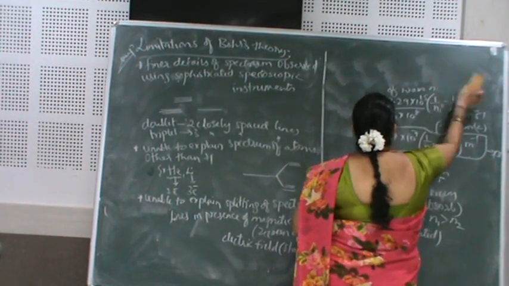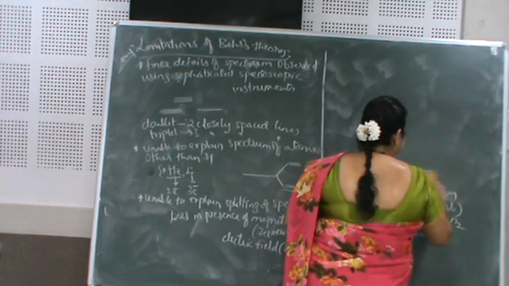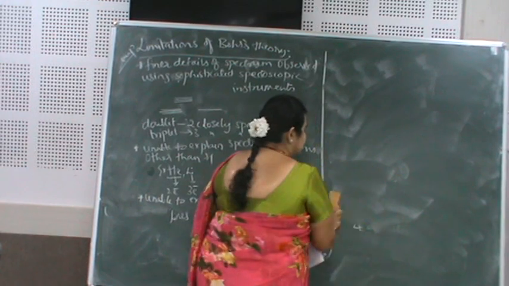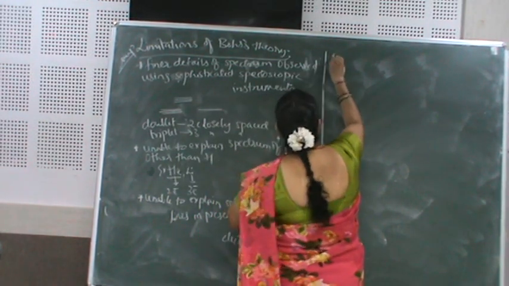Okay. Last one, the fourth limitation of Bohr's theory: it is unable to explain the ability of atoms.